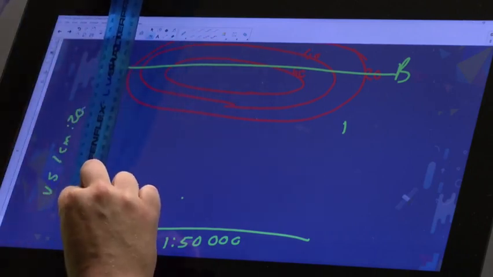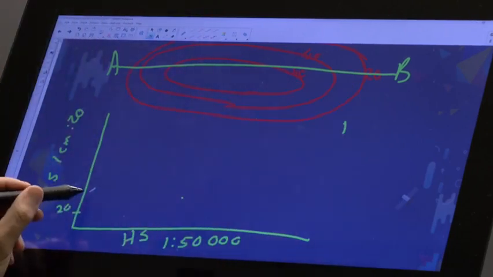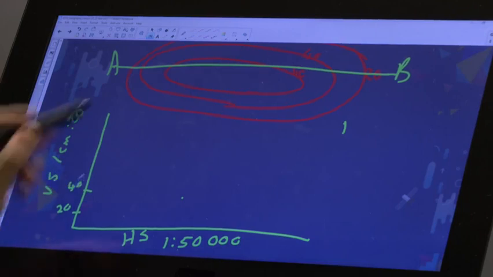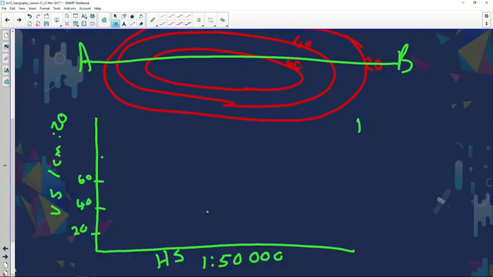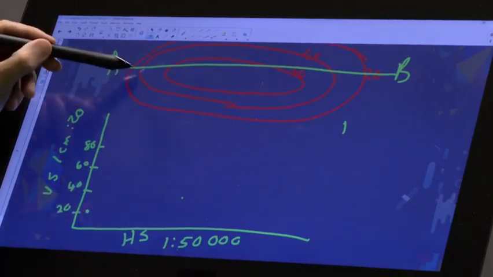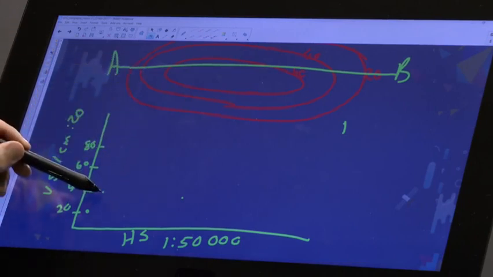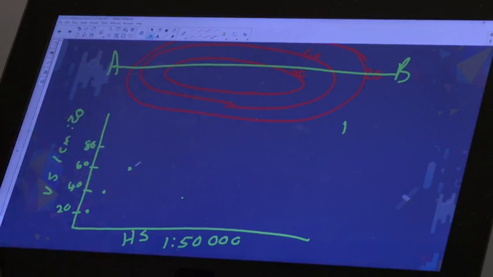And you're going to start with your lowest contour line, and that's 20. Your next centimeter is going to be 40, that's your next contour line. 60, 80. Now let's quickly have a look. This contour line over there is 20, so we're going to make a little dot over there. This contour line over there represents 40 meters. This contour line over there represents 60 meters.